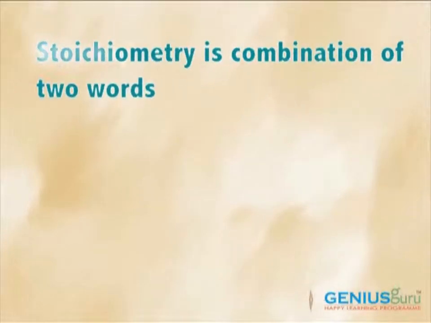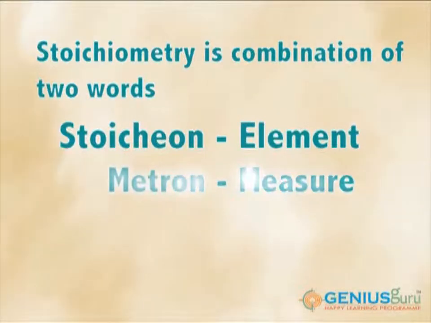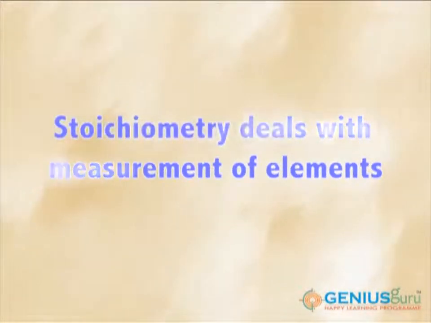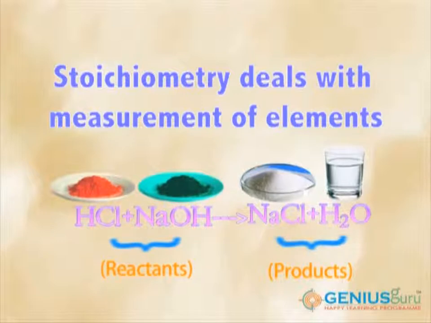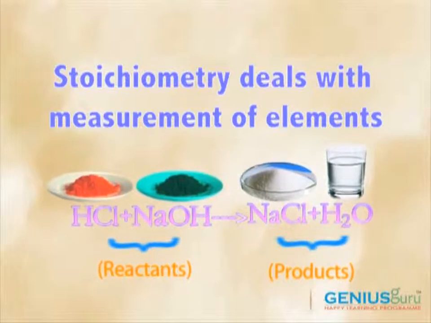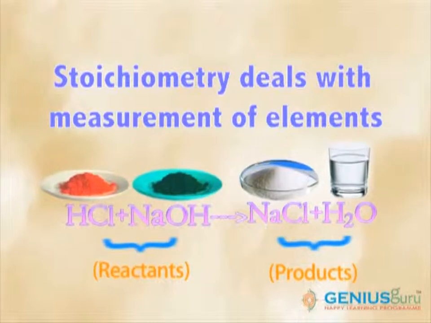Literally, stoichiometry is a combination of two words. One is stoichion, which means an element. Another one is metron, which means measure. Stoichiometry deals with the measurement of elements, or, as we discussed previously, it gives a quantitative relation between the chemical substances which are reacting and the final products which are obtained in a chemical reaction.